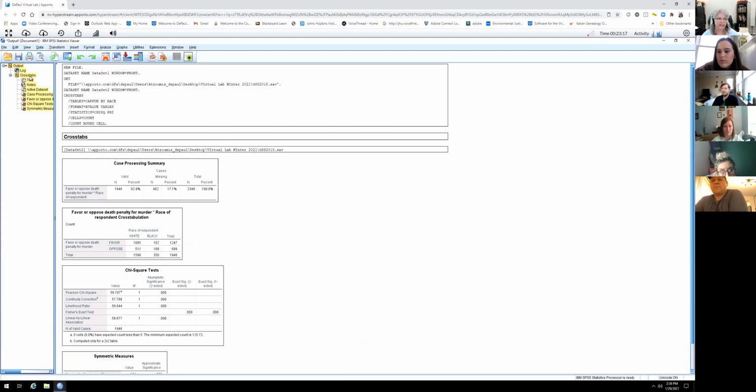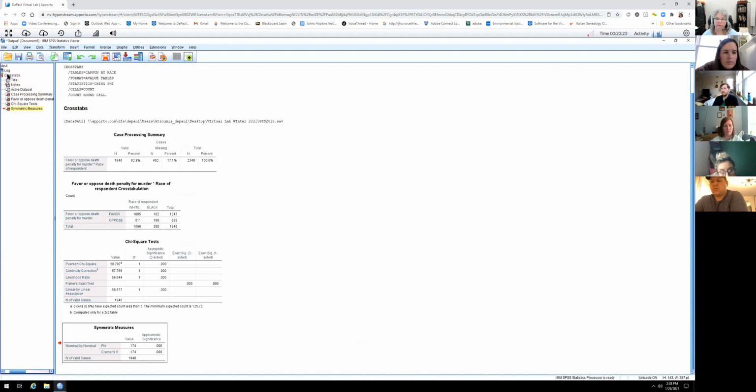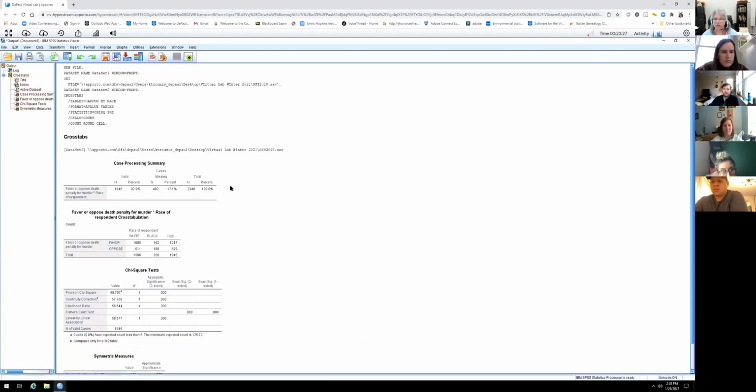You can click on this, and if you want to, this is like an index, you can quickly move through the different boxes of output, but we're going to start at the beginning. So this is just an index that you can click on and you can delete it. You can delete any one of these, or you could hop through them. All right. The first thing that comes out is helpful. And this is what you would use in your results section to describe your sample.